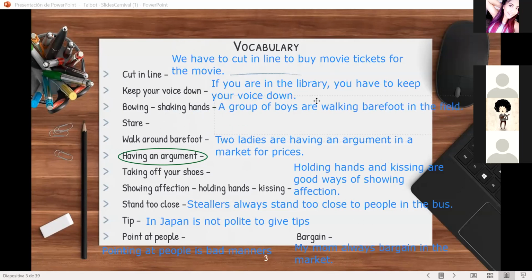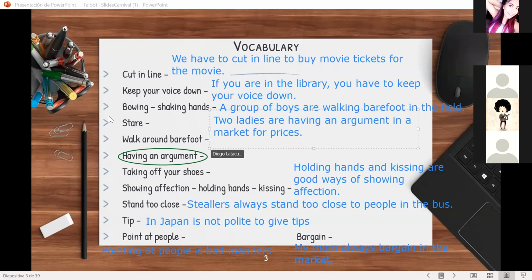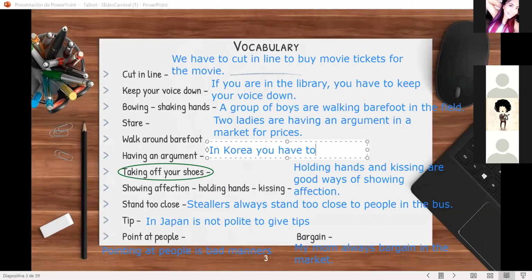So let's see. And let's see with the final one. That is taking off your shoes. In Korea, you have to take off your shoes to enter a house. Okay, thank you. That's a good example too.